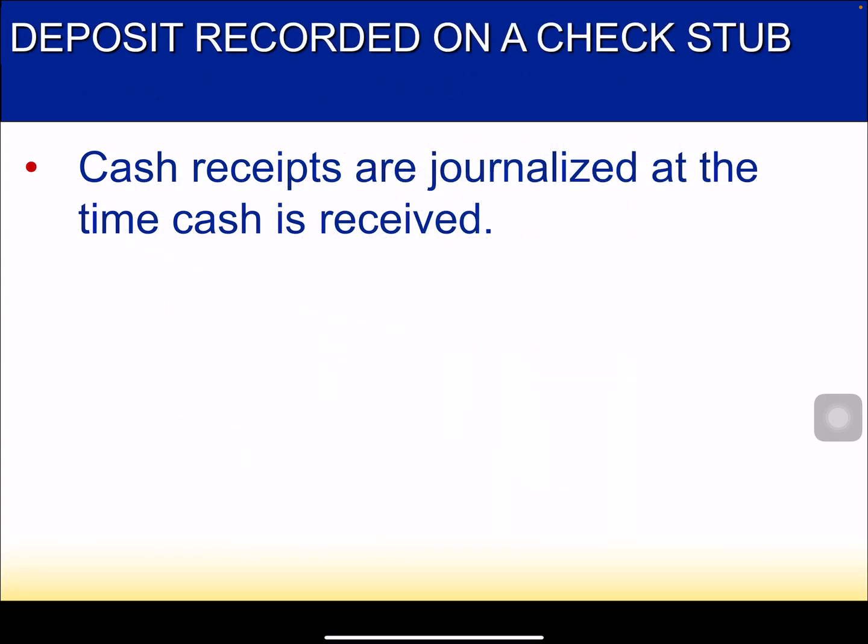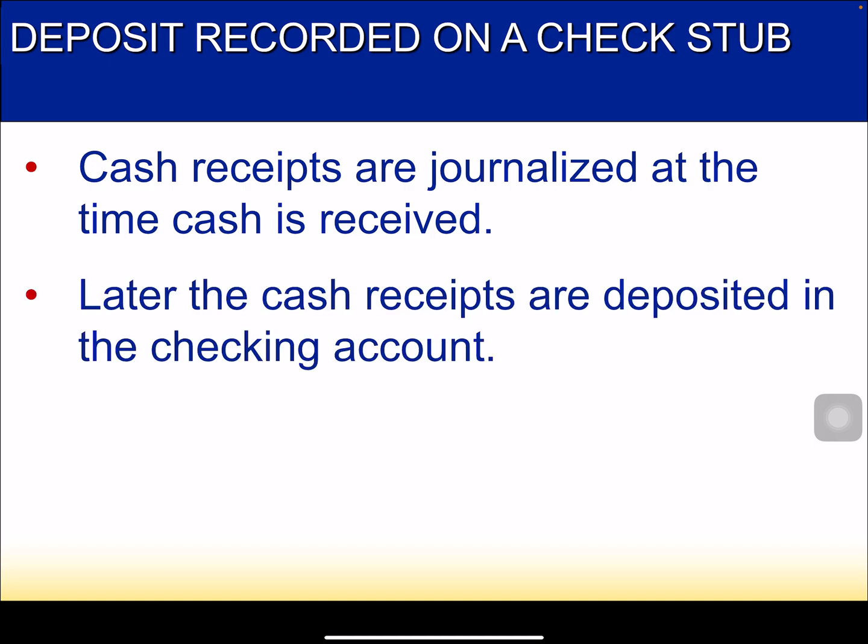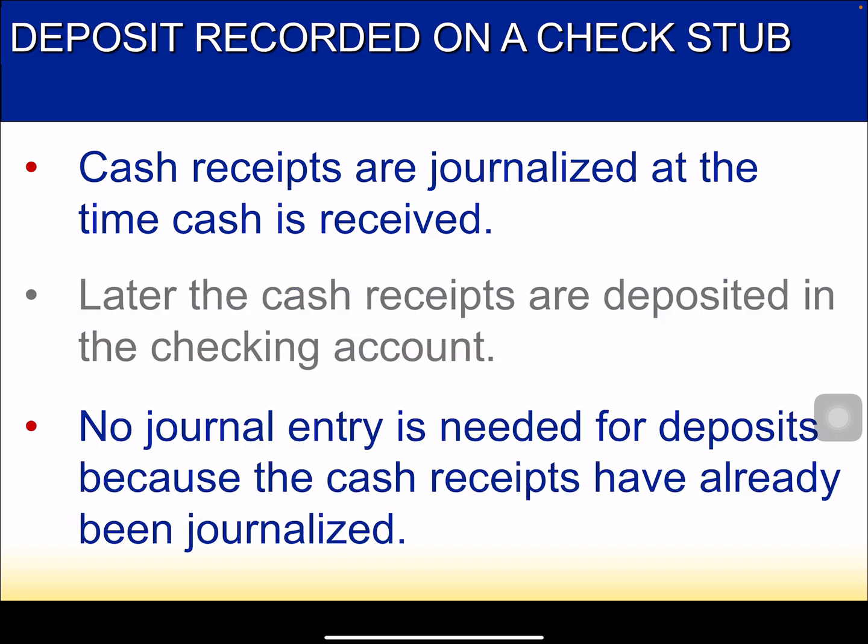Cash receipts are journalized at the time the cash is received. Later, the cash receipts are deposited in the checking account. There is no journal entry needed when you deposit money because, again, it has already been recorded in your journal when you receive the cash.